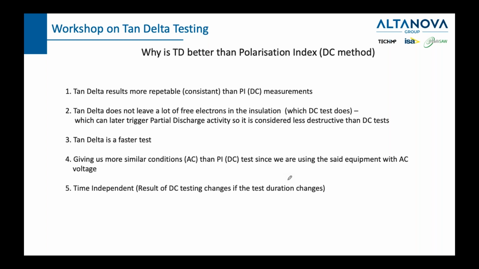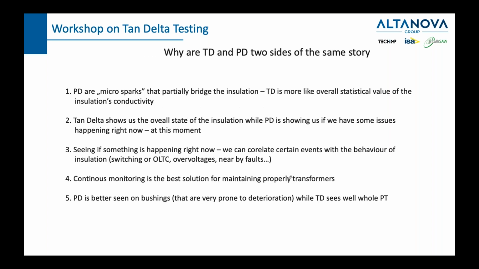And that's why the DC method is slowly being abandoned, because it might damage your insulation. Tan delta is also a faster test. We use our transformers with an AC voltage, so it's better to test them with AC rather than DC voltage. And of course, TD, or power factor, is better because it's time independent.